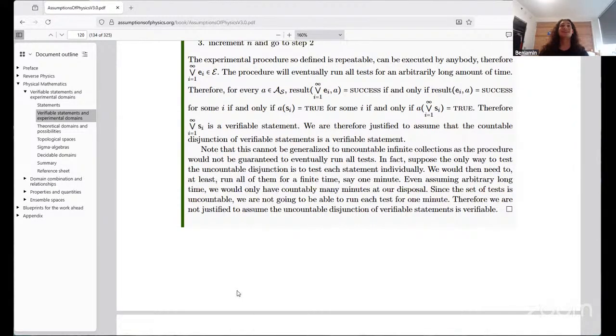There's a way of getting, up to a polynomial, the same runtime for this experiment as for just doing one of the experiments. And that's by, instead of incrementing n by one, you double it each time. So each time you're running twice as many tests and you're running them for twice as long.